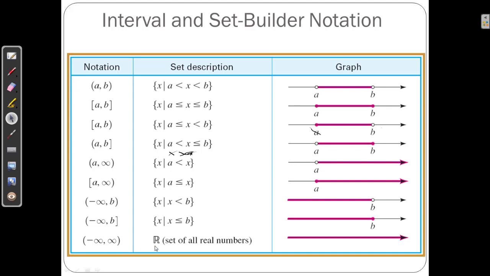And then this last one is just showing that you can also express the set of all real numbers as negative infinity to infinity. Every number between negative infinity and infinity. That's pretty clearly the real numbers. All right, let's keep going.